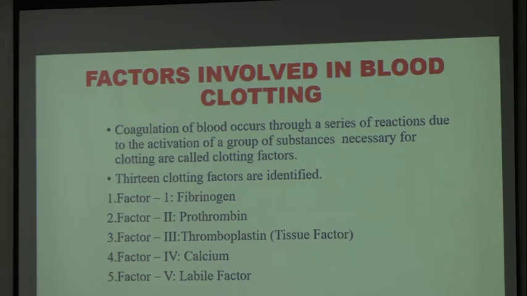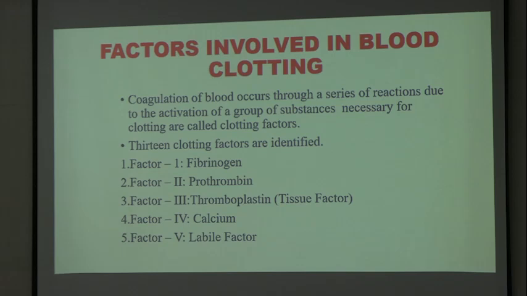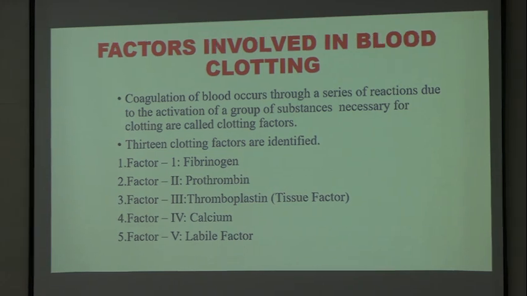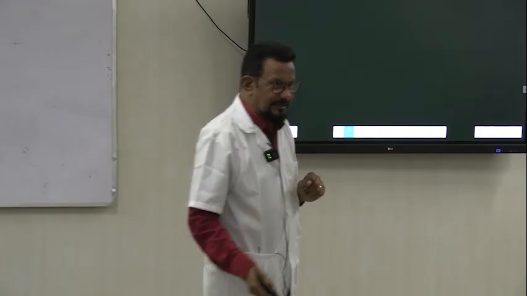Now there are so many factors involved with coagulation. There are 13 factors. The first factor is what? Fibrinogen. Second, prothrombin. Third, tissue thromboplastin. Fourth, calcium. Fifth, and so on. Except tissue thromboplastin or tissue factor and calcium, there are 13 factors. Except these two factors, all are synthesized in the liver. Remember this, all are synthesized in the liver.